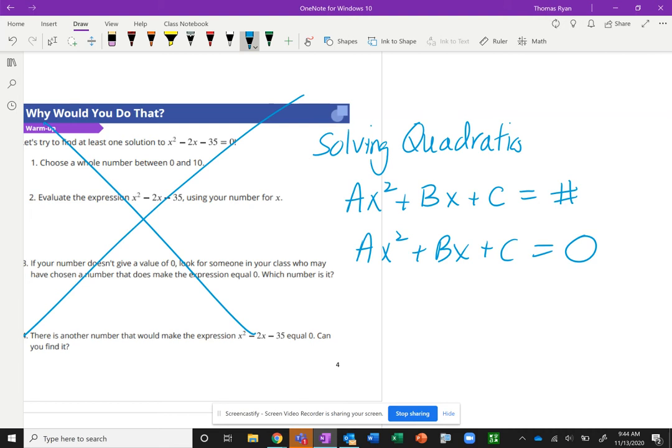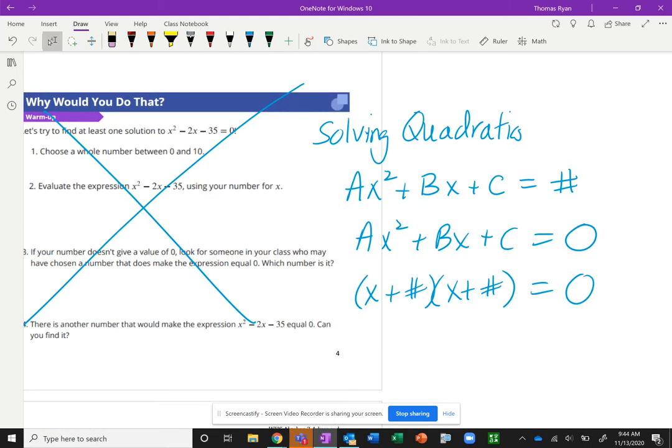Guess what? Guess what's even easier? Is if we put this into factored form and it was equal to 0. And now we're like, oh, you know what? That would make it even simpler. Because you know why? Because we can use ZPP.